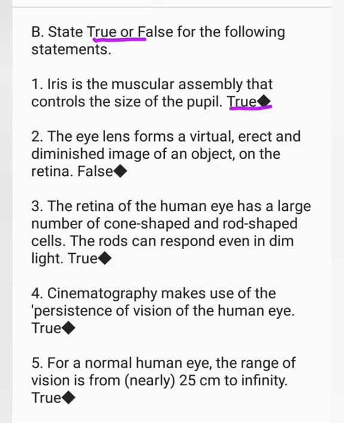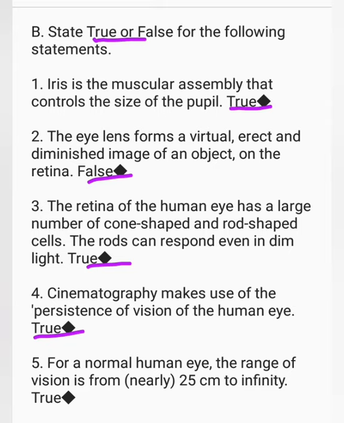Iris is the muscular assembly that controls the size of the pupil. The statement is true. The eye lens forms a virtual, erect and diminished image of an object on the retina. False. The retina of the human eye has a large number of cone-shaped and rod-shaped cells. The rods can respond even in dim light. The statement is true. Cinematography makes use of the persistence of vision of the human eye. Yes, the statement is true.